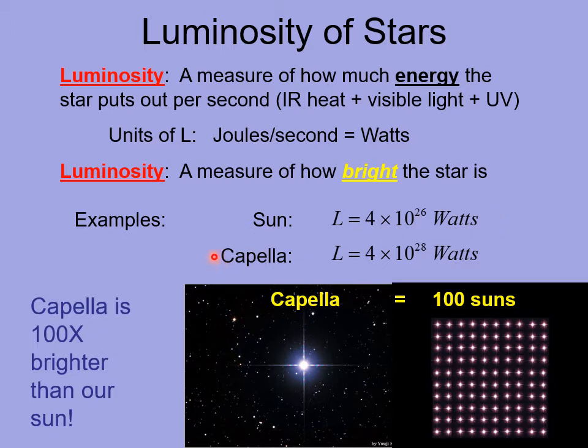However, look at another star here called Capella. Capella has a luminosity of 4 times 10 to the 28th watts. Now, 10 to the 28th is 2 orders of magnitude, 2 powers of 10, higher than 10 to the 26th. So what this means is Capella is 100 times brighter than our sun. So if you were to place Capella somewhere in space, you would have to take 100 of our suns, 10 rows and 10 columns of our sun, to equal the same amount of brightness as one Capella.